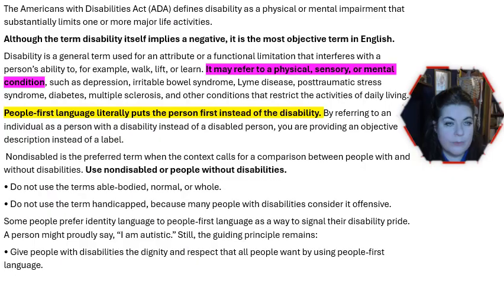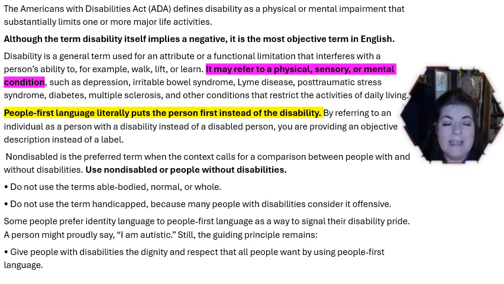All right, the Americans with Disabilities Act, the ADA, defines disability as a physical or mental impairment that substantially limits one or more major life activities. And although the term disability itself implies a negative, it is currently the most objective term that we have in English. So please be aware of that.